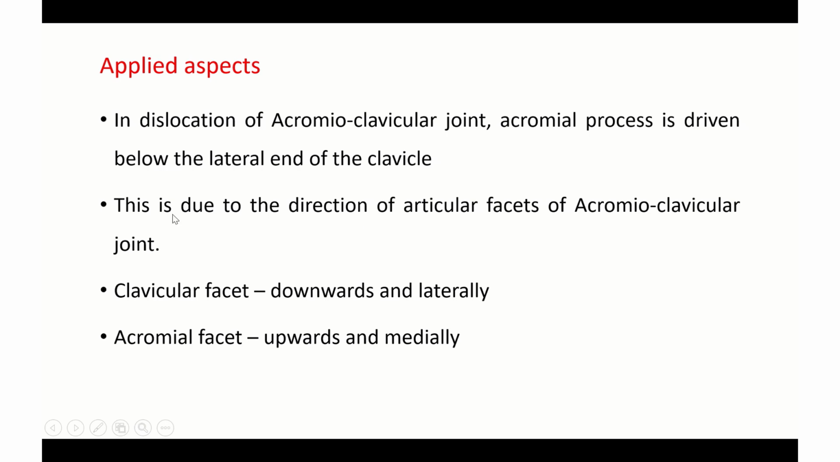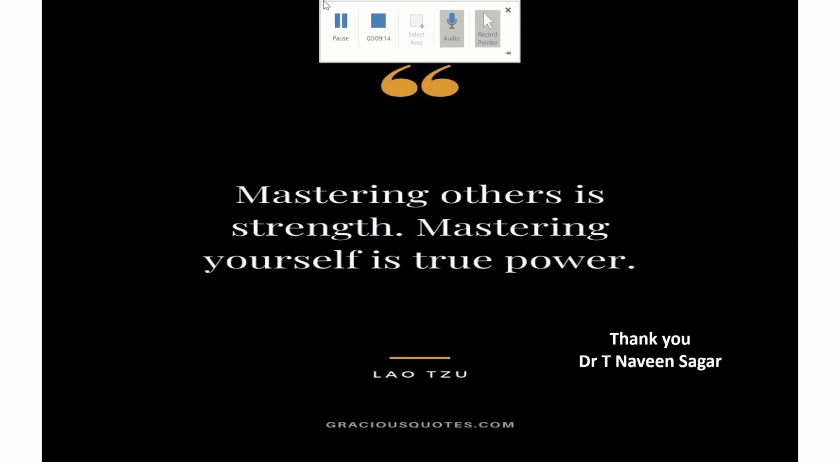So one clinical point here, if you observe, in dislocation of the acromioclavicular joint, the acromial process is driven below the lateral end of the clavicle. So this is due to the direction of the articular facets of the acromioclavicular joint. The clavicular facet faces downwards and laterally, whereas the acromial facet faces upwards and medially. So always in acromioclavicular joint dislocation, the acromial process will be driven below the lateral end of the clavicle. Thank you.